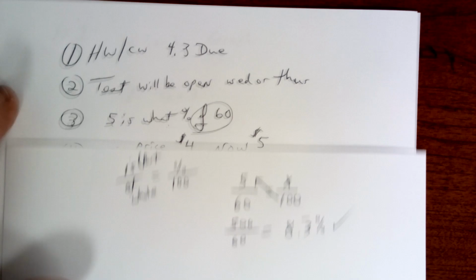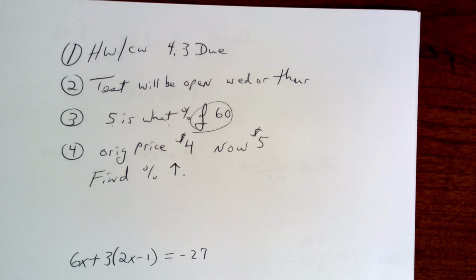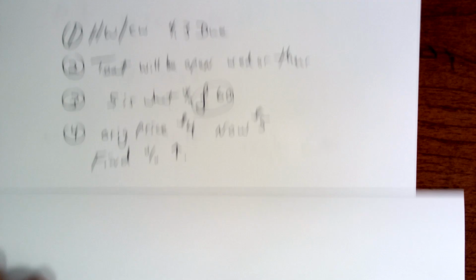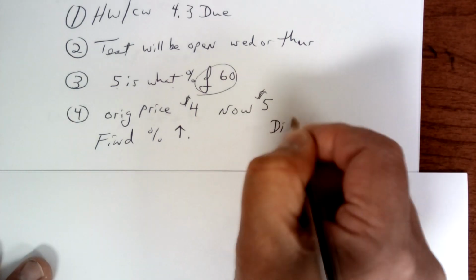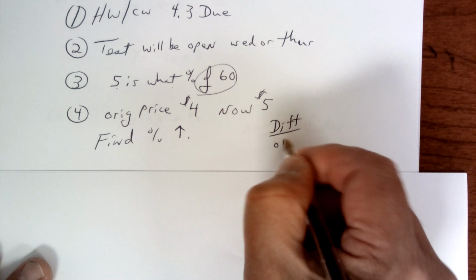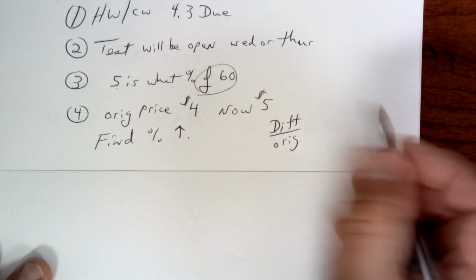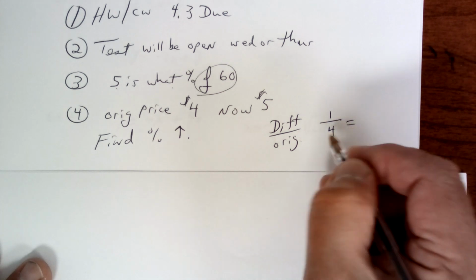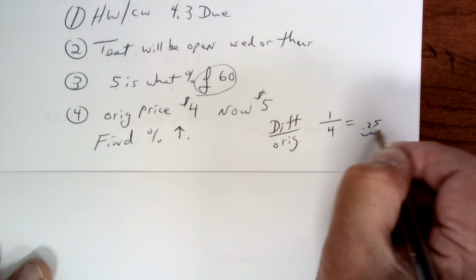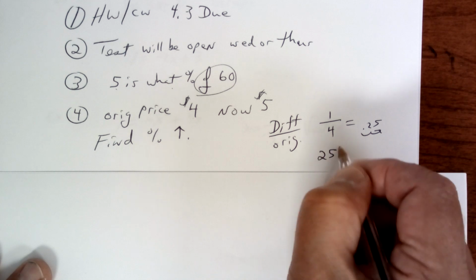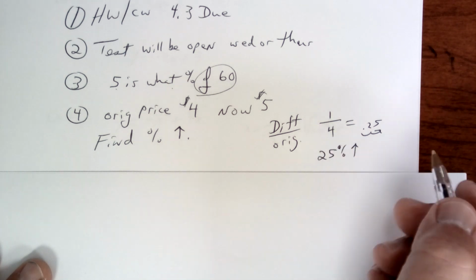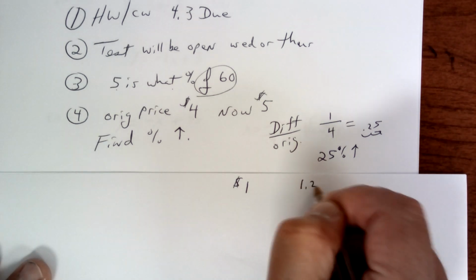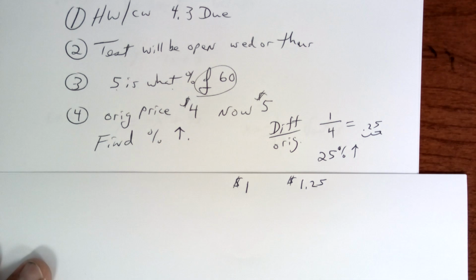This one right here, it says original price was $4. Now it's $5. So you take difference divided by original. Again, these are formulas you need to know. So the difference is 1 and the original is 4. Take your calculator, you get 0.25. So it's a 25% increase. What does that mean? Well, before you paid $4, now you're paying $5 for the same thing, called inflation.